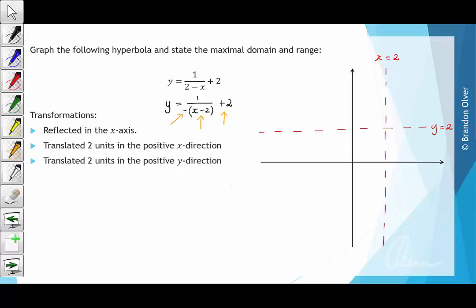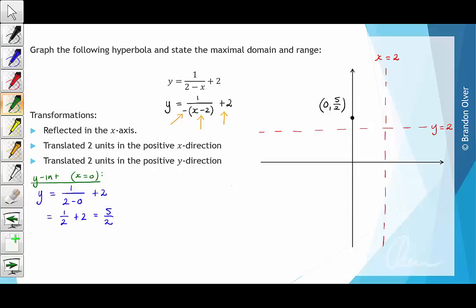And now we can find the axial intercepts. The first one we can find is the y-intercept. The y-intercept occurs when x is equal to 0. So subbing x equal to 0 into the equation, we have y equals 1 divided by 2 minus 0, plus 2, which gives a half plus 2, which is 5 on 2. So 0, 5 on 2 is that point there.